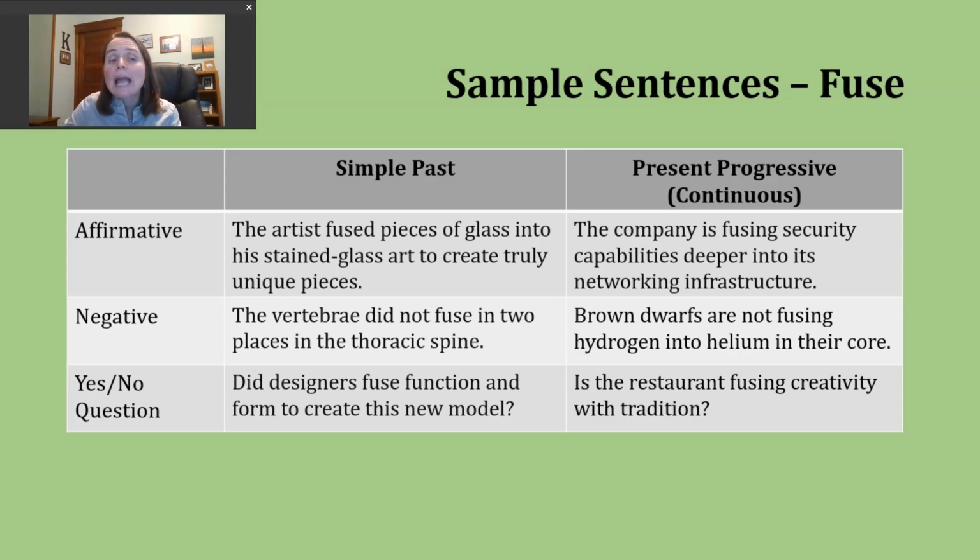Now let's take a look at making a negative present progressive sentence. To do this, again, you pay attention to your subject, you use the form of be that matches, followed by not, and then the ing form the verb. Here's another example. Brown dwarfs are not fusing hydrogen into helium in their core.